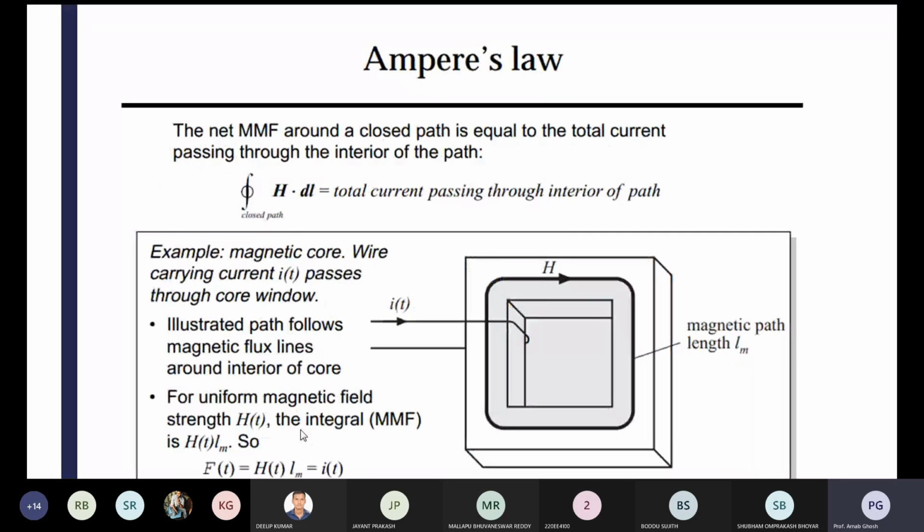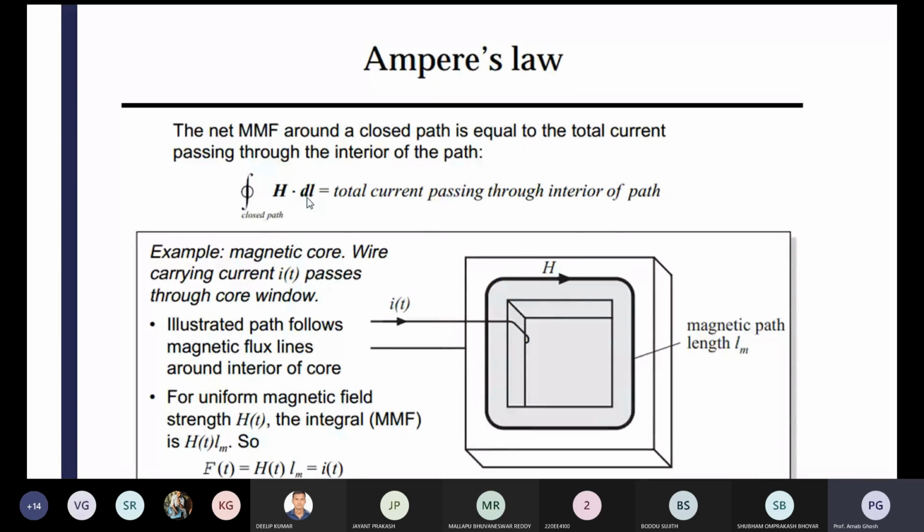Then Ampere's law, a simple thing, the current circuital law. Ampere's law means the net MMF around a closed path, the total MMF around the closed path, is equal to the total current passing through the interior of the path. That is the concept of Ampere's circuital law. You know the symbol, the closed integral symbol, and H dot dl. MMF is H into L, and for a small part of length we consider dl. The total current passes through the interior of the path.